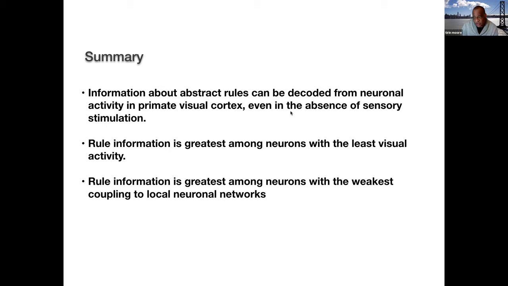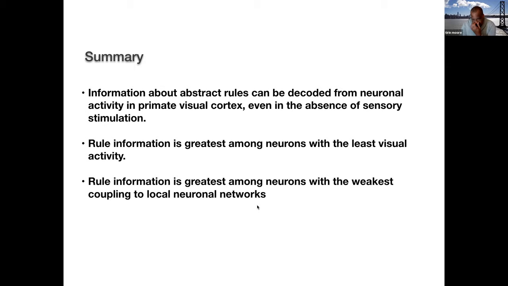And in addition, we found that rule information was greatest among neurons with the least visual activity. That was surprising to us. In addition, rule information was greatest among neurons that were coupled to the population activity the least.